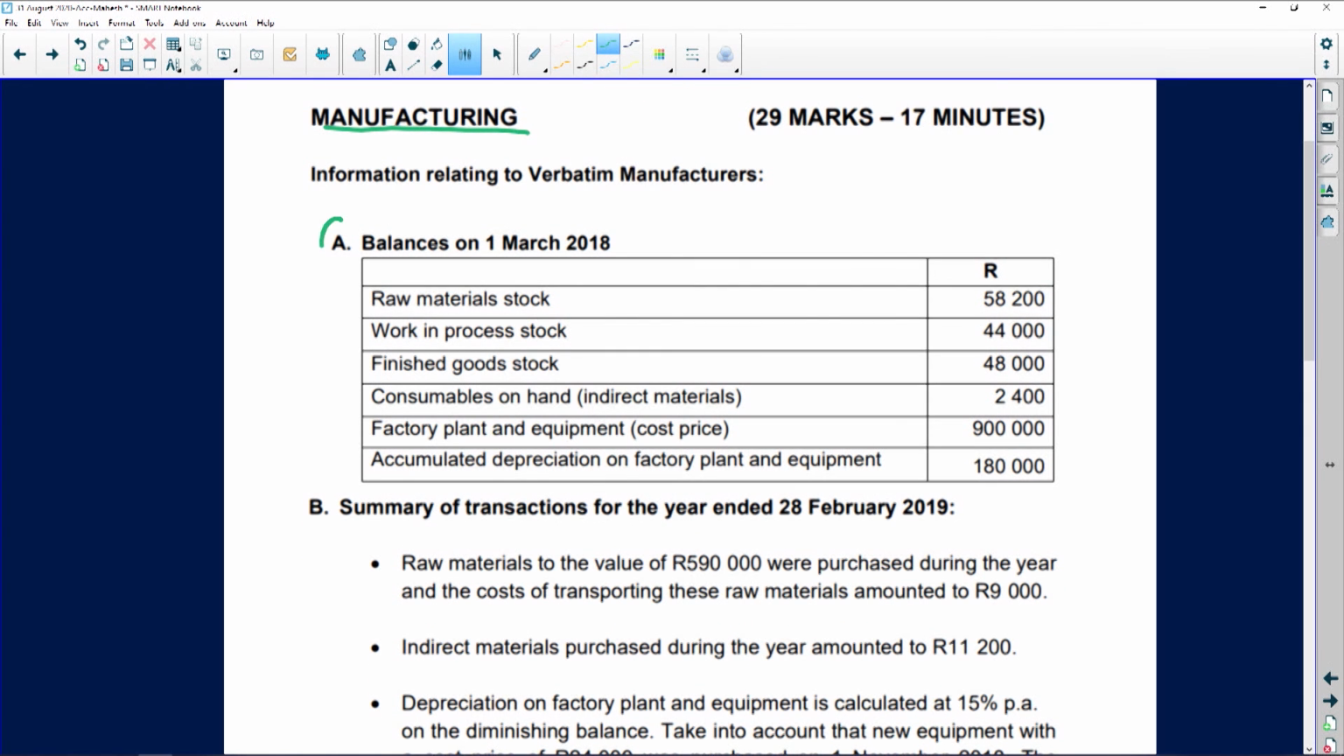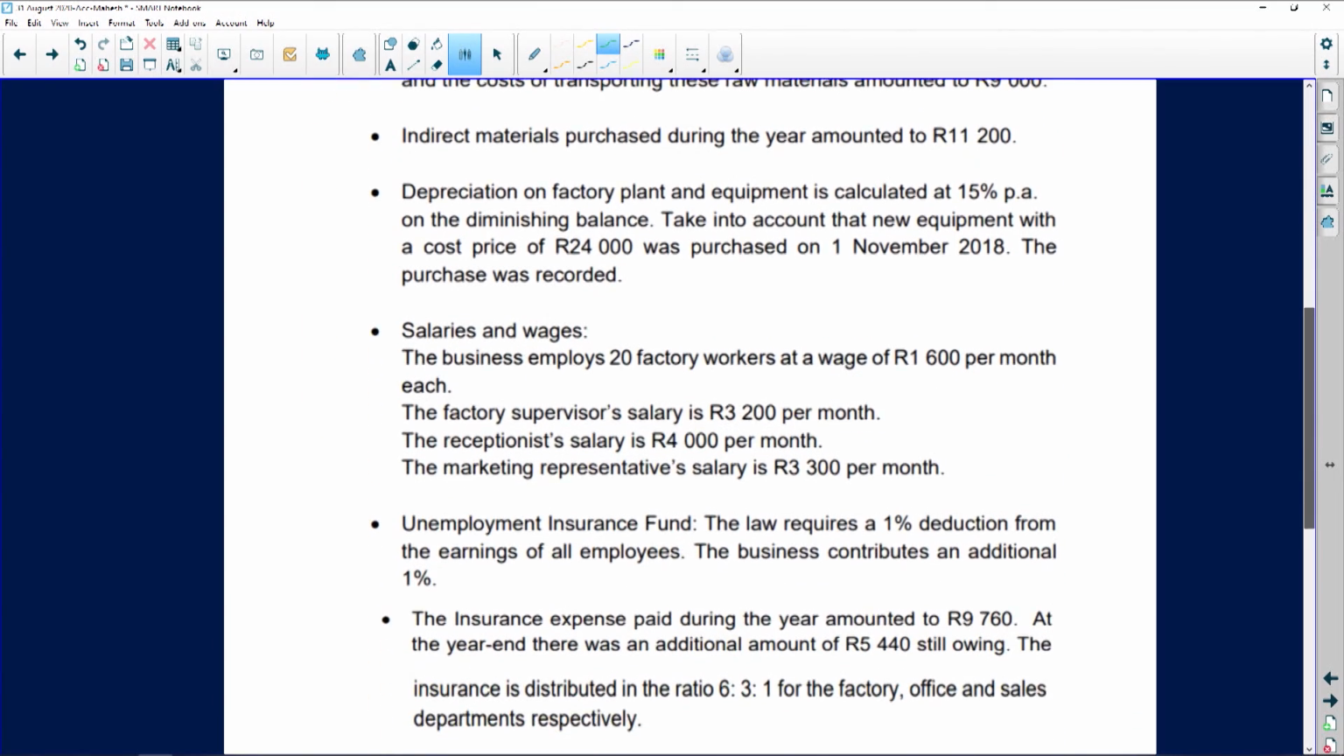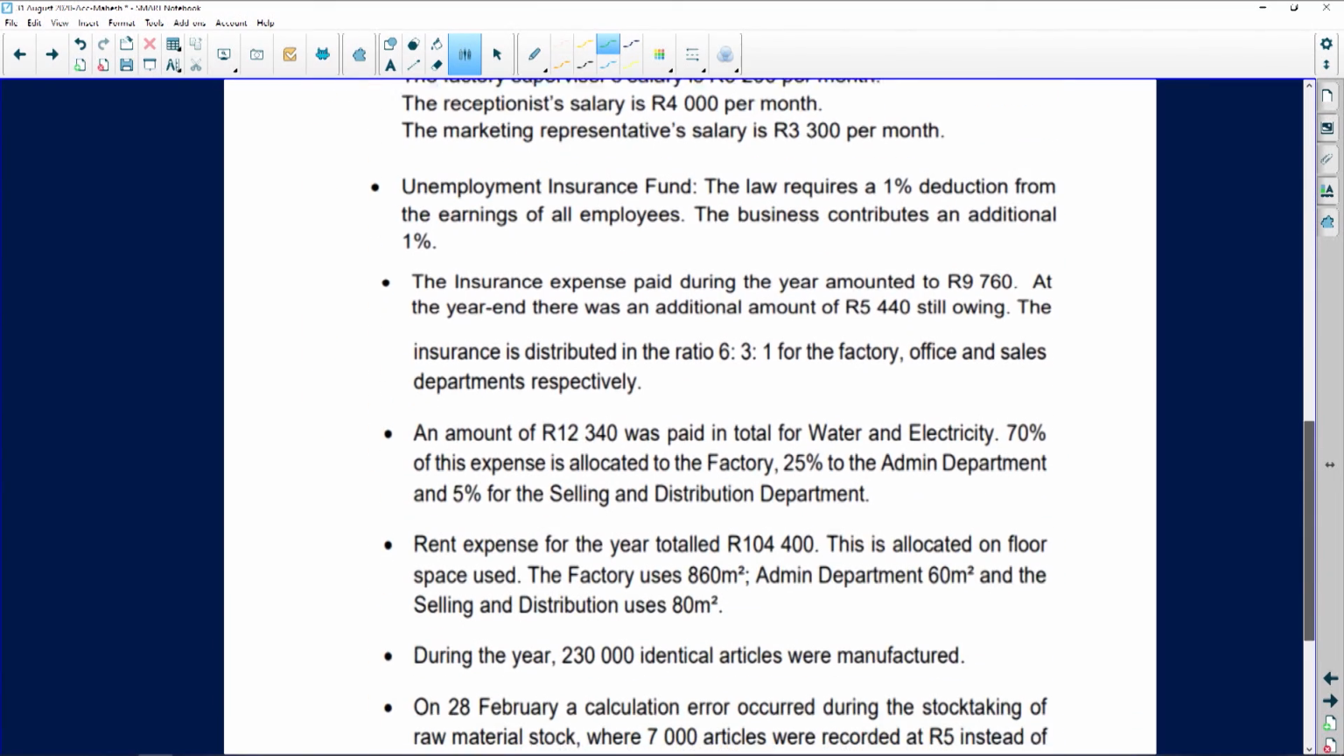Right, so information A is my balances on the 1st of March 2018. Right, so immediately, 1st of March 2018, this would be the beginning of the financial year. Okay, so I'm given a list of balances. Then B, summary of transactions for the year ended 28th of Feb 2019. Okay, so again, I'm just looking through the information, not really reading this in detail.